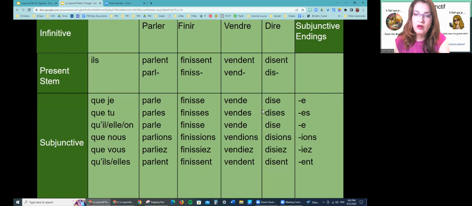Voyons, let me do the vendre with you. If I'm conjugating in the subjunctive: que je vende, que tu vendes, qu'il vende, que nous vendions, que vous vendiez, qu'ils et qu'elles vendent.